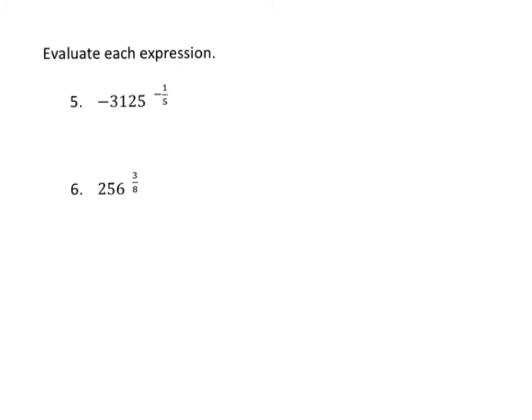In the next 2 problems, we are asked to evaluate each expression. So we want to simplify this all the way down. We have -3,125 to the -1/5 power. Remember, whenever we have anything raised to a negative power, we need to flip it. So this is the same as saying 1 over -3,125 to the +1/5 power now. It's now +1/5 because we flipped it.